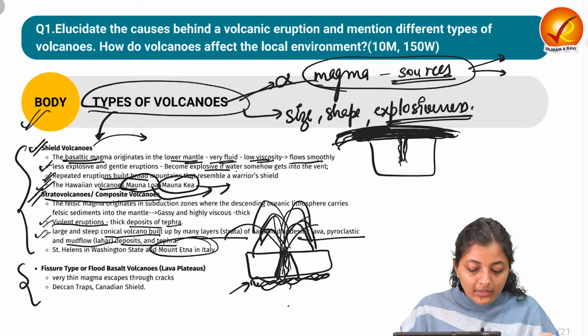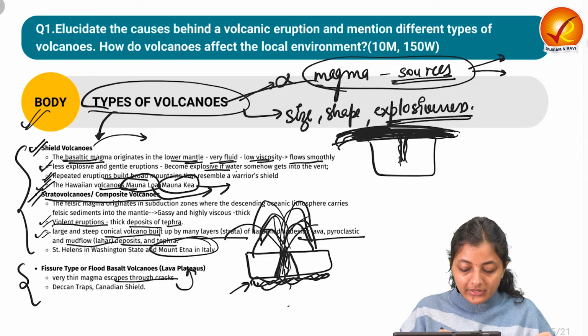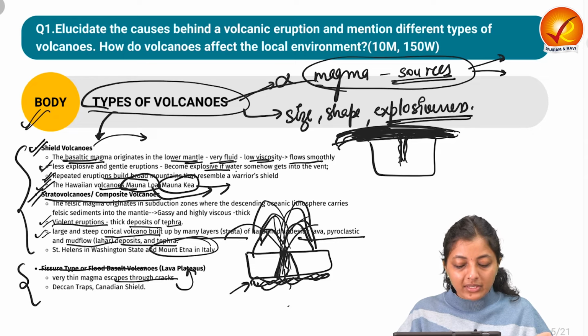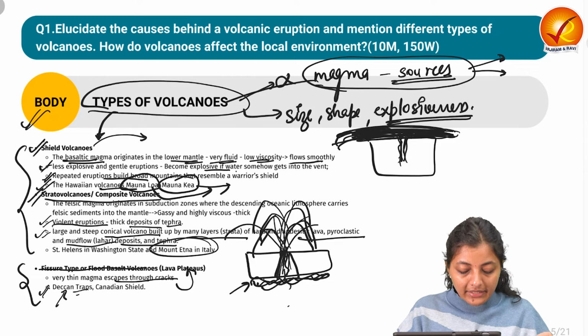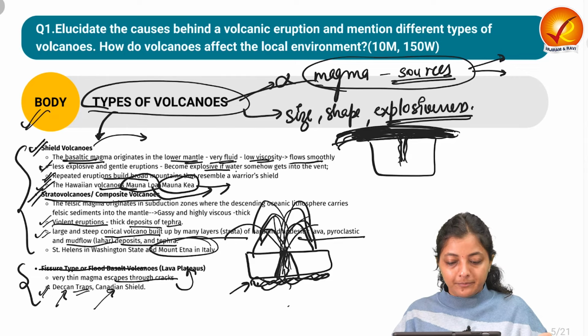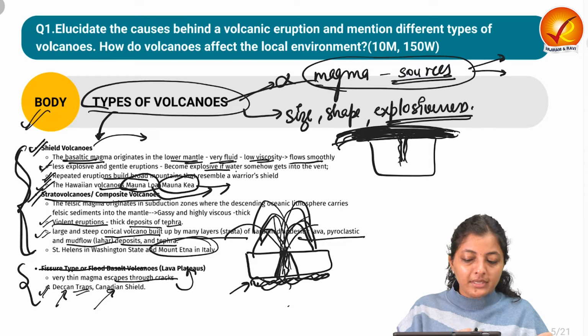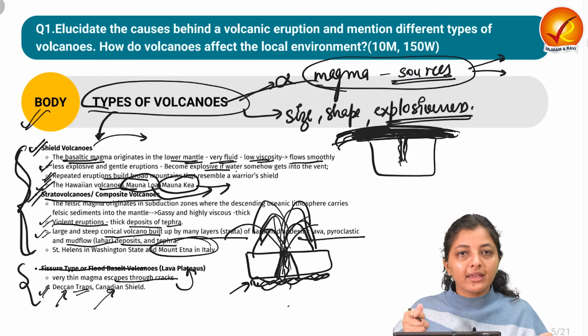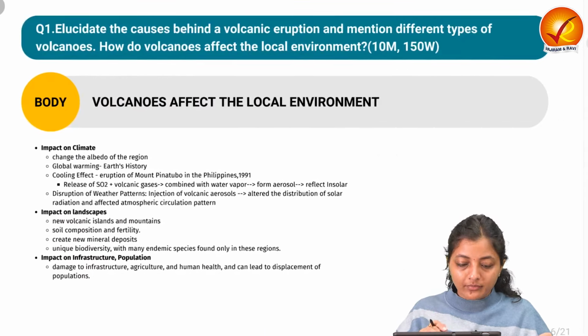Sometimes very thin magma escapes through cracks. This is known as the fissure type or flood basalt volcanoes. Examples are the Deccan Plateau, Deccan Traps, Canadian Shield, etc. But these are the major types of volcanoes: shield volcano and stratovolcano.